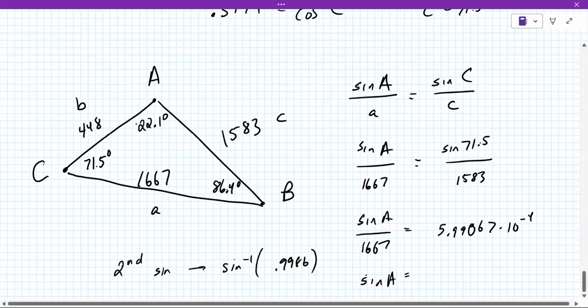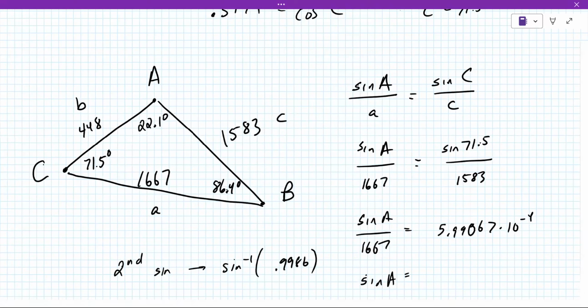Okay. All right. So this is a very difficult subject. Lots of calculations.